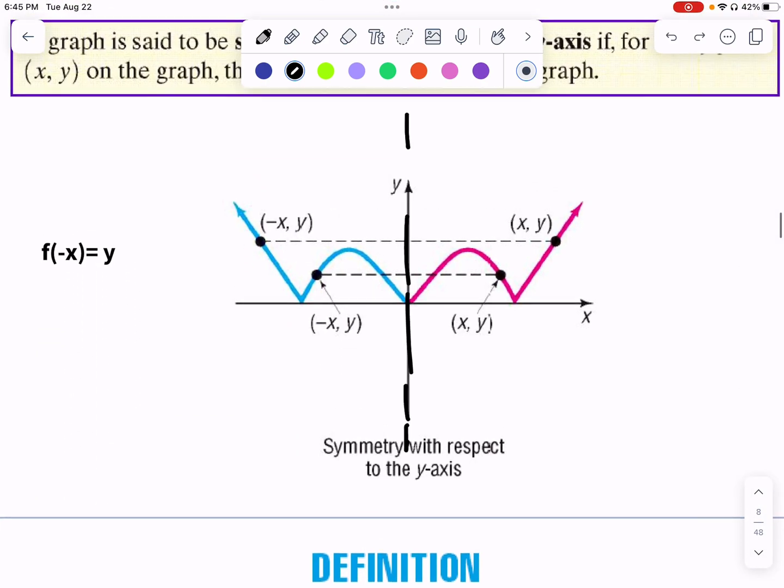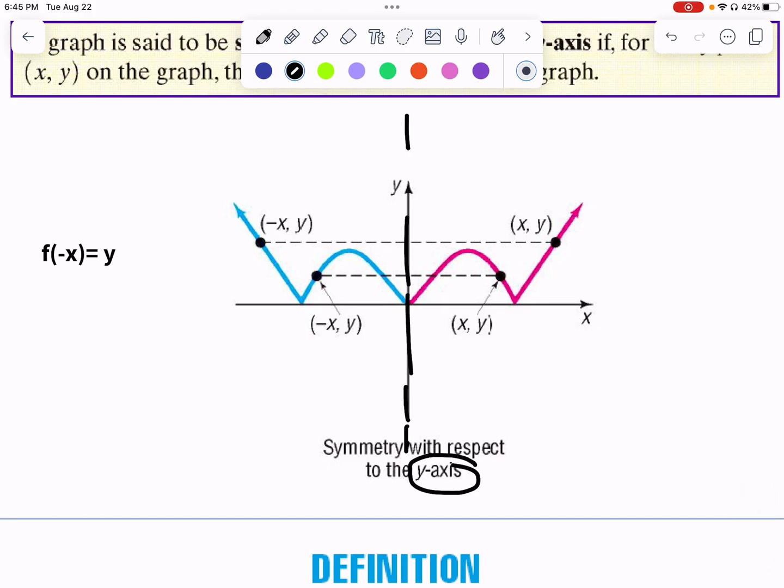All right, coming to the next one, which is symmetry with respect to the y-axis. Clearly you can see that the blue and the pink are reflections of each other over the y-axis, and hence this graph has symmetry with respect to the y-axis. Algebraically, it means that for any point (x, y), there has to be a point (negative x, y), which means if this point is (5, 3), then automatically there's going to be a reflection of that point, which will be (negative x, y).